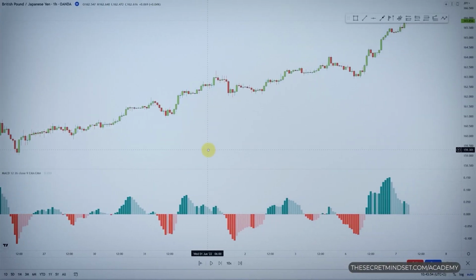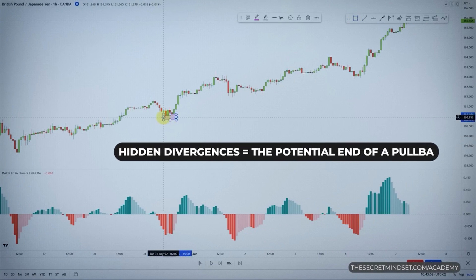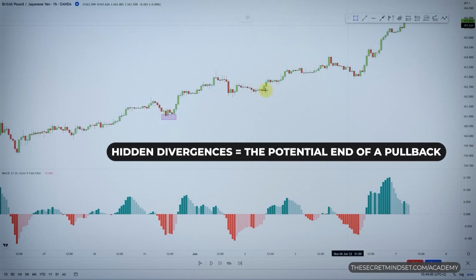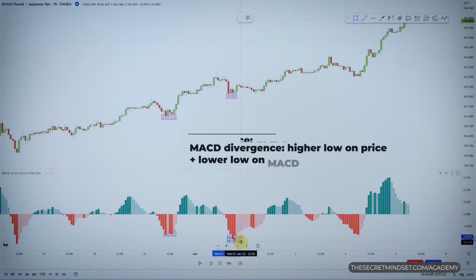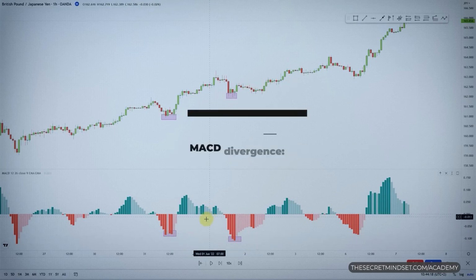So how does the strategy work? From now on, consider hidden divergences as the potential end of a pullback. In this example, you have the basic illustration of a hidden bullish divergence. First, you can see that price makes a higher low compared to the initial low, but MACD histogram makes a lower low.